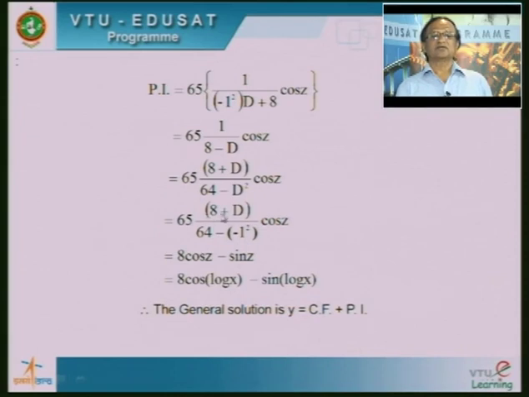Our particular integral should not contain D, so it can be written as 8 into cos z, multiplied with D of cos z, which means the derivative of cos z. The derivative of cos z is minus sin z. So, the particular integral is equal to 8 times cos of z, meaning log x, minus sin of log x. So, this is the particular integral of the given differential equation.